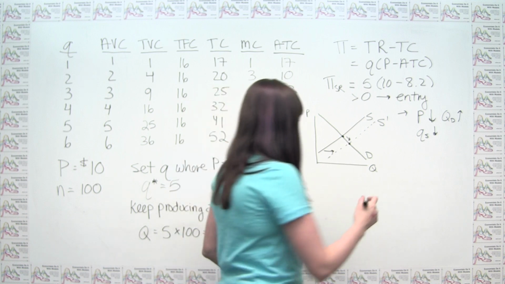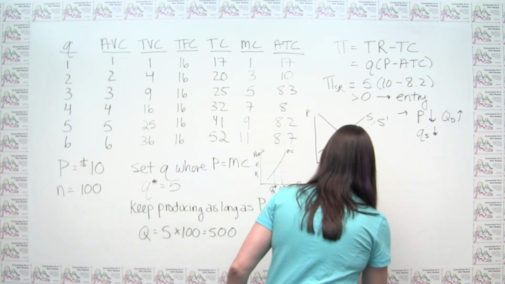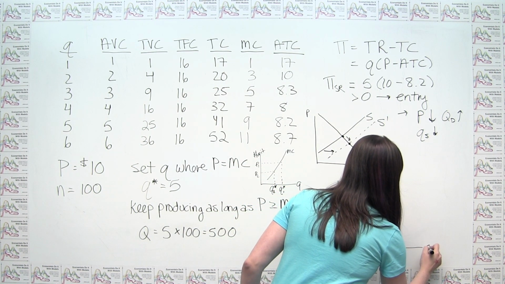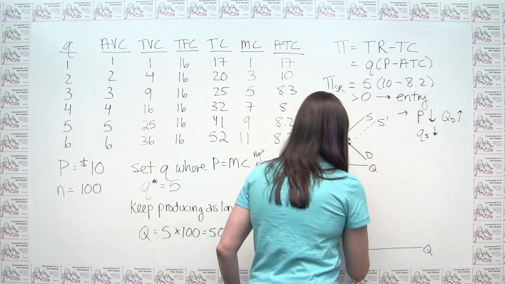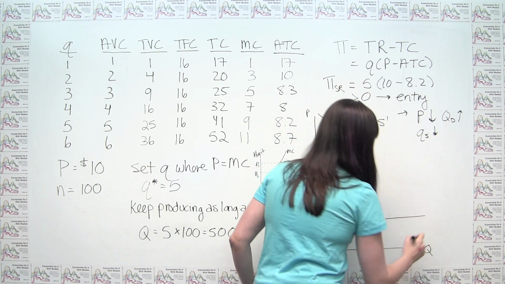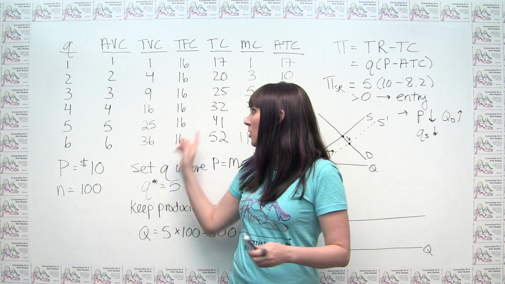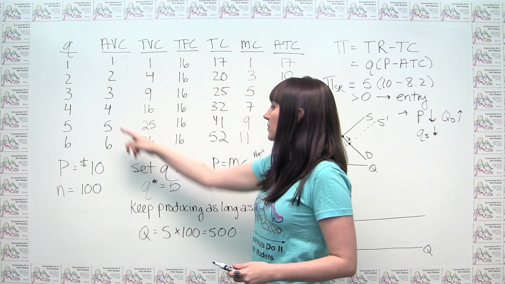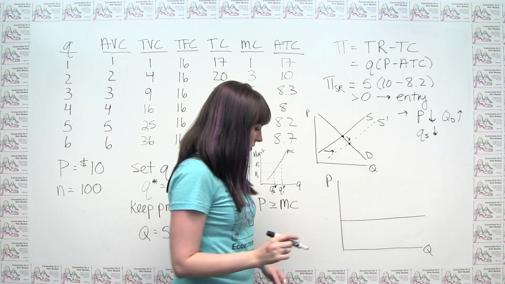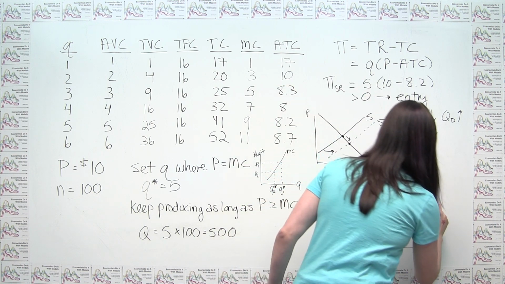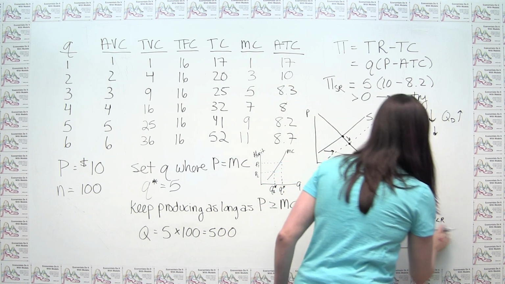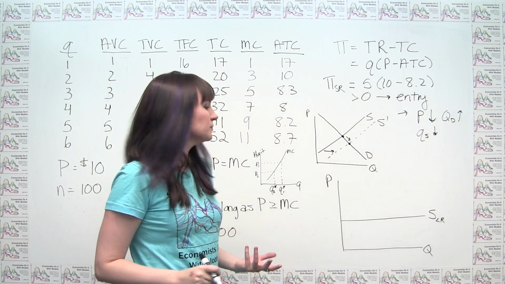So we know, as a starting point, if we were going to graph long-run supply, we have a horizontal line here because we were told that all the firms have the same costs. So we could just say, S sub LR for long-run supply.